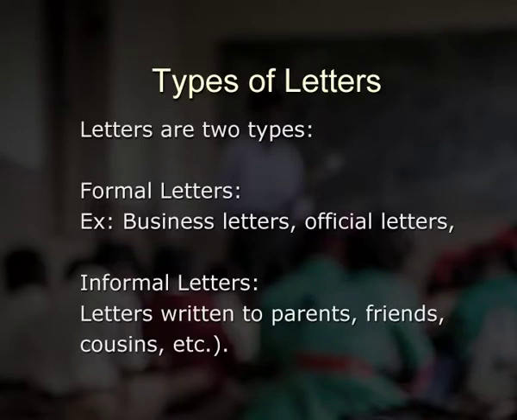There are basically two important types of letters. They are formal letters and informal letters. Formal letters are also called business letters, official letters and so on. Informal letters are those letters which are written to your parents, friends, cousins, etc.